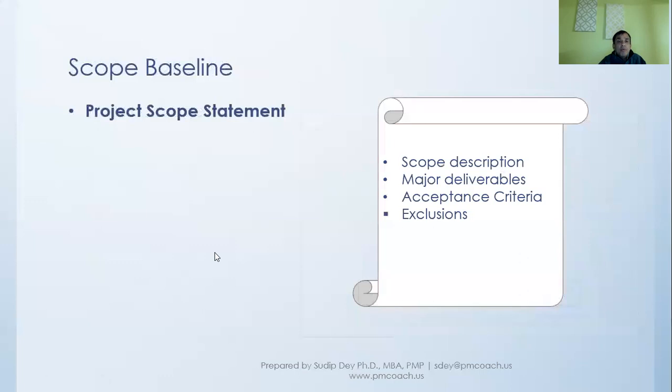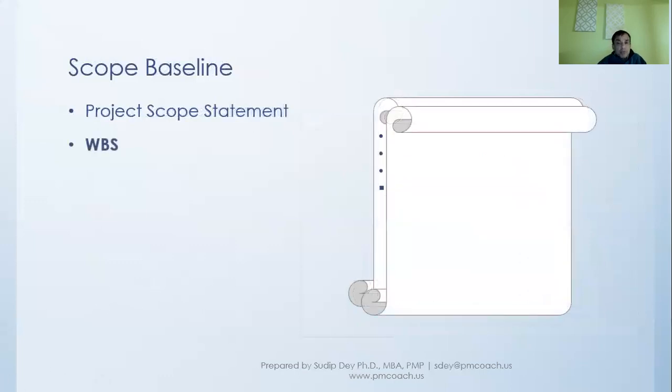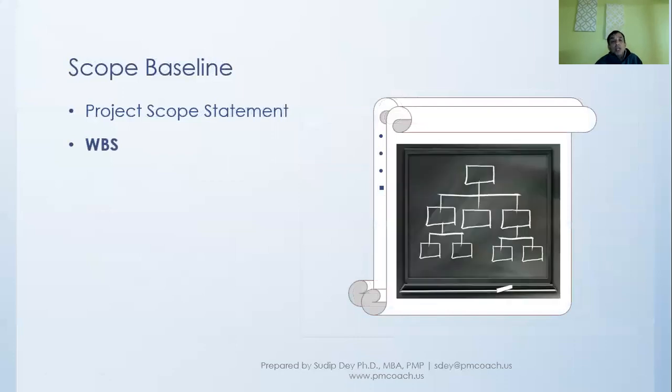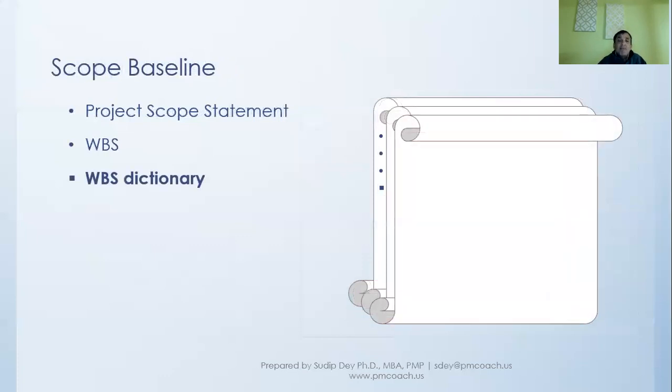And then we have WBS, what we talked about. And we saw that WBS really is the hierarchical decomposition of the scope into its different components, arranged in a hierarchical fashion. But along with WBS, we'll have something called WBS dictionary. What it really means is that each of the components in the WBS, we will detail it out.